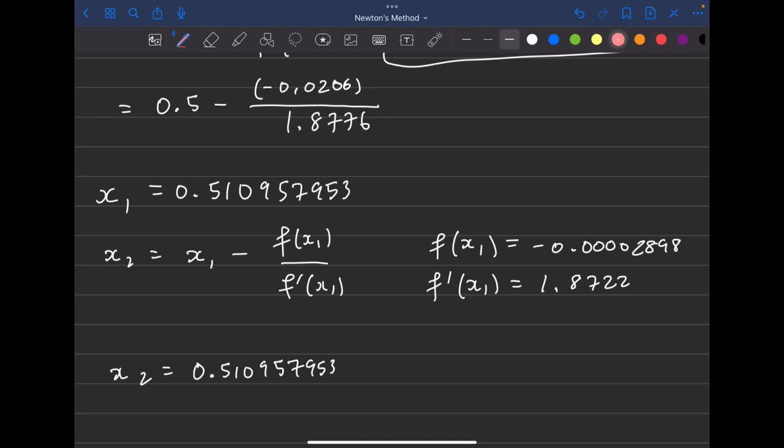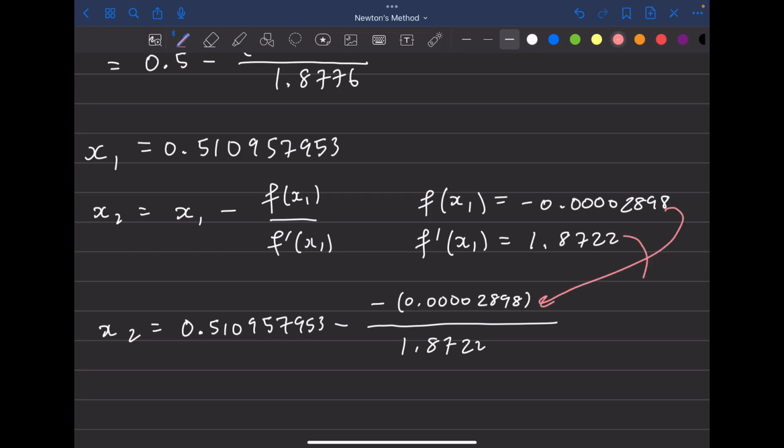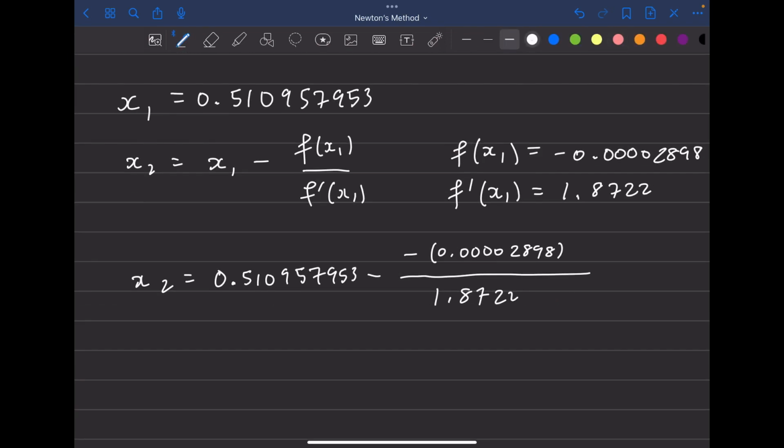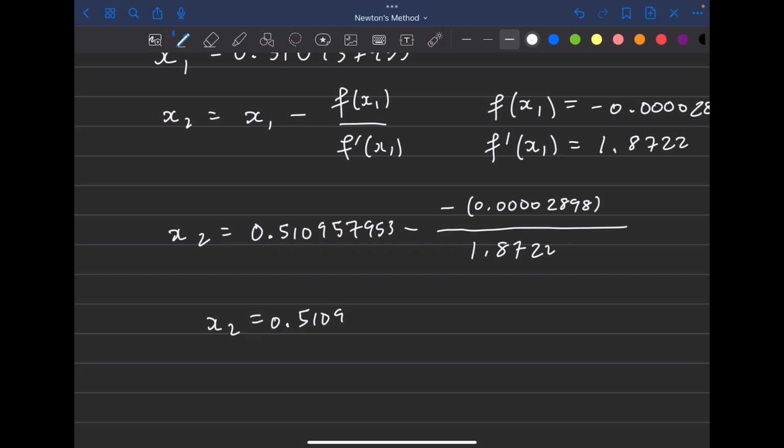And then for the other values, we would get minus negative 0.00002898 on top over 1.8722. All I did was I put this here and I put this here, which are the two values that we want to find x2. And yeah, so now plug all of this in a calculator. We should get that x2 is equal to 0.51097387. So let's kind of pause for a second.